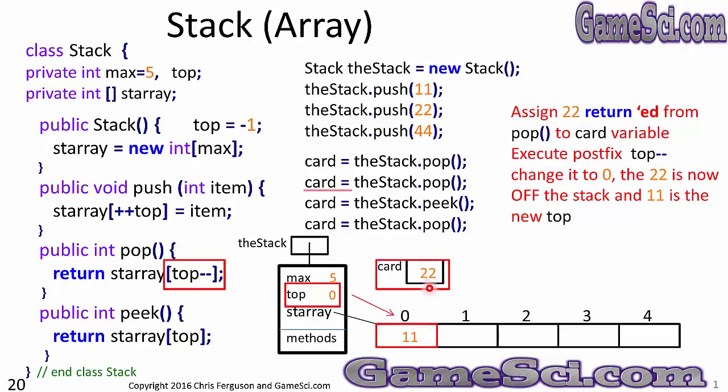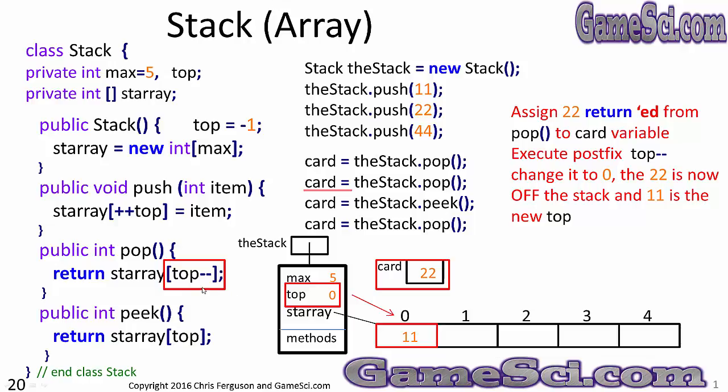So let's return the 22 first, assign the 22 to card, then we'll do the top minus minus, and top will go to 0, and the top of the stack is now pointing to index 0, or the 11. So we assign the 22 returned from pop to the card variable. Then we execute the postfix top minus minus, changing to 0. 22 is now off the stack, and 11 is the new top of the stack.